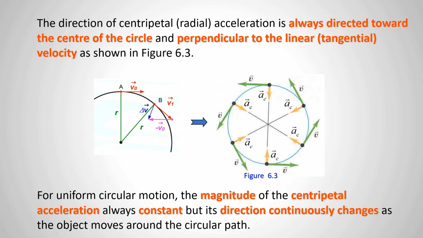The direction of centripetal acceleration is always directed toward the center of the circle and perpendicular to the linear tangential velocity, as shown in figure 6.3. For uniform circular motion, the magnitude of the centripetal acceleration is always constant, but its direction continually changes as the object moves around the circular path.